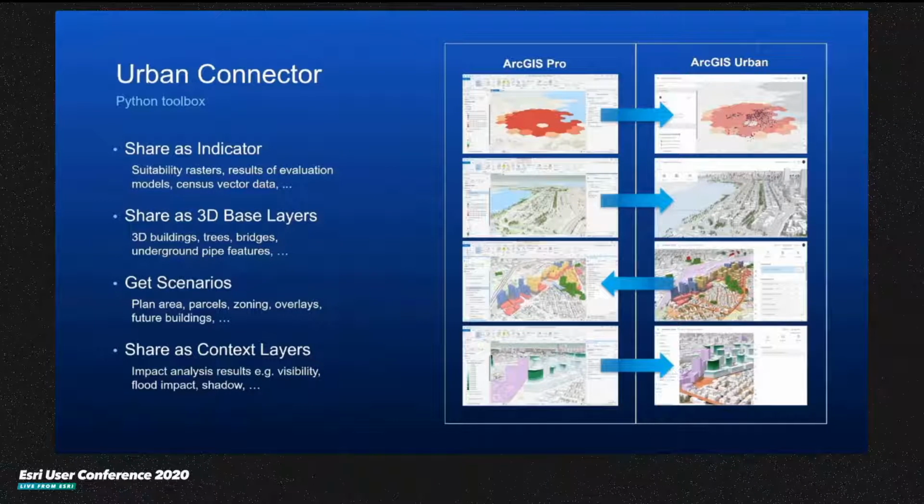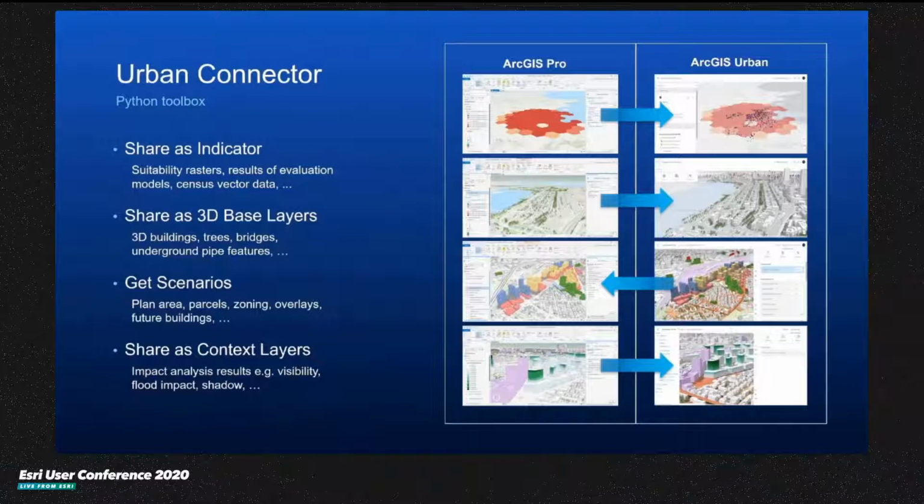You can now publish that through the Urban Connector from ArcGIS Pro to ArcGIS Urban. You can share 3D base layers, so 3D buildings or trees that are derived from LiDAR in ArcGIS Pro, or bridges that you've extracted out, or subsurface features like pipes. You can publish those as 3D base layers from Pro to ArcGIS Urban.